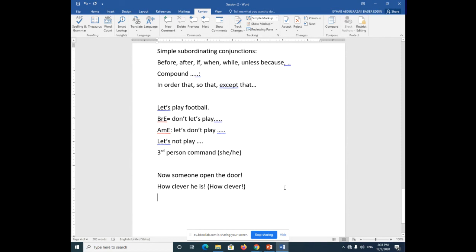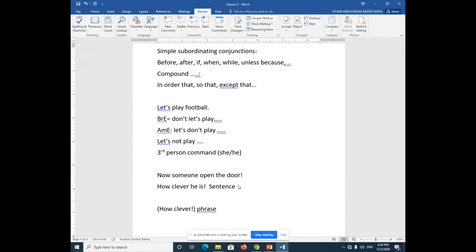Okay? So we say that how clever is called an exclamative phrase. It is not a clause or sentence because we don't have he is. Clear? So this is a phrase, while the first one is a sentence. Here, for example, we can say how stupid, يا له من أحمق, or what a shame, يا له من عار. مثلا, all these are phrases, they are not sentences.